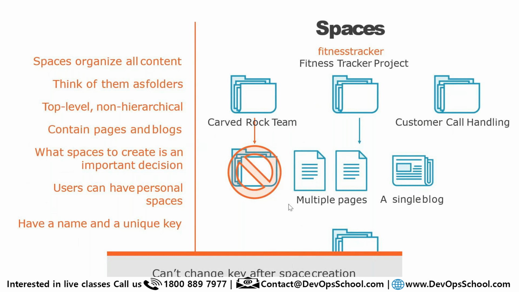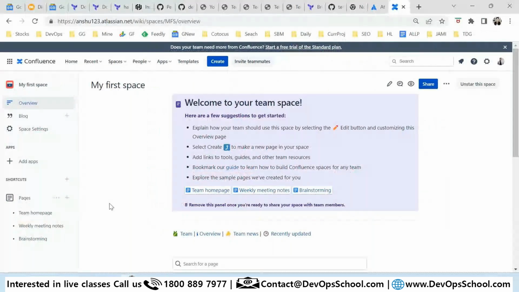What spaces to create is an important decision. Users can have a personal space also. Every user will have one personal space, and also they'll be a part of some other spaces, project-related spaces also. And the name is unique, and that is how you are managing the content. So can I show you this demo here? Look at this. This is one space. The name of the space is My First Space.